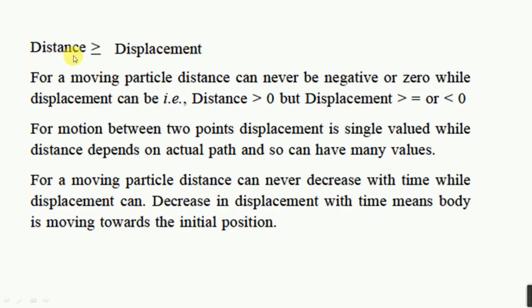Distance can be greater than displacement, or it can be equal to displacement when the object is moving in a straight line, but displacement can never be greater than distance. Distance can never be negative or 0, but displacement can be 0 or negative. For 2 points we have only one displacement, that is a straight line between them. And for a moving particle, distance can never decrease, but displacement can decrease.